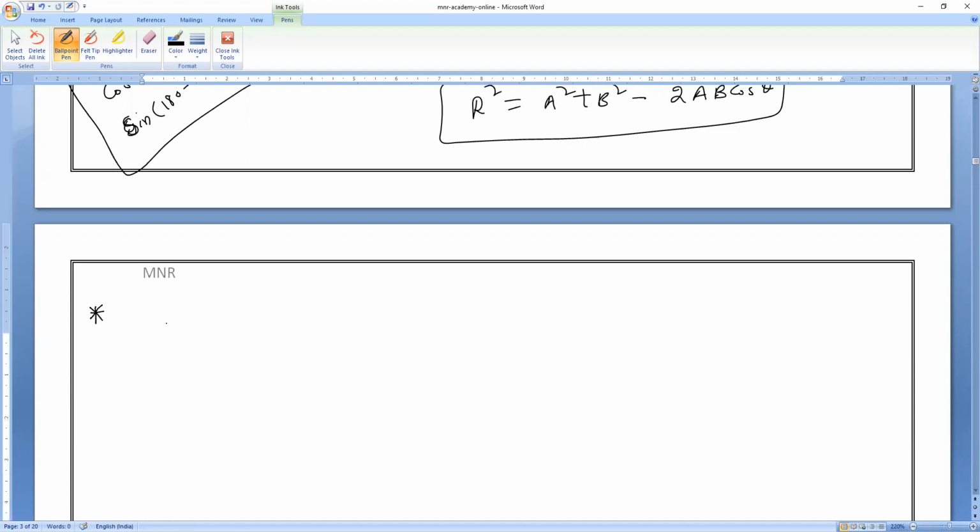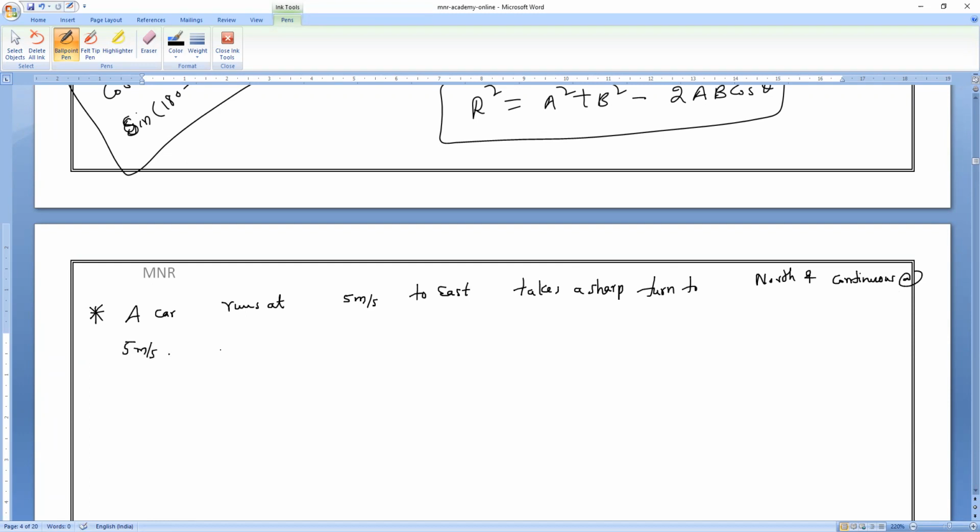First question, everybody. A car runs at 5 meters per second to east, takes a sharp turn to north, and continues at 5 meters per second.